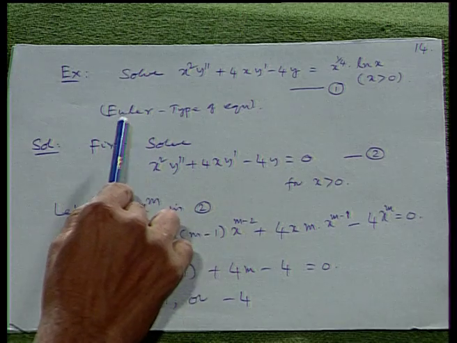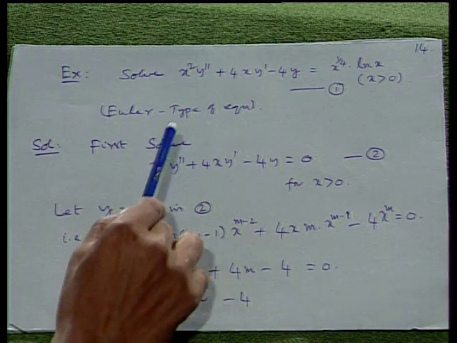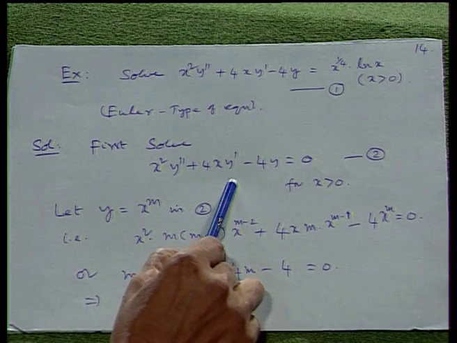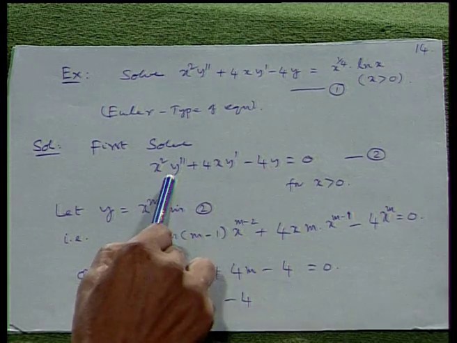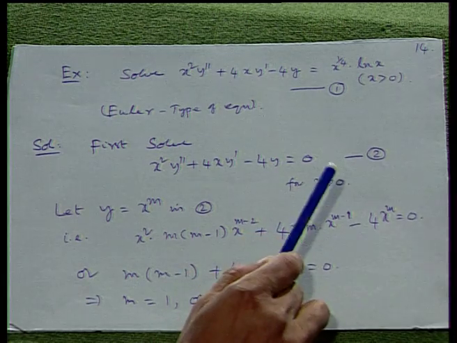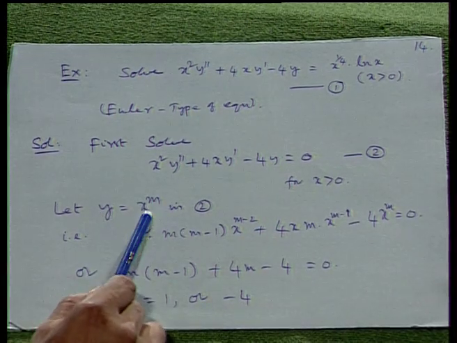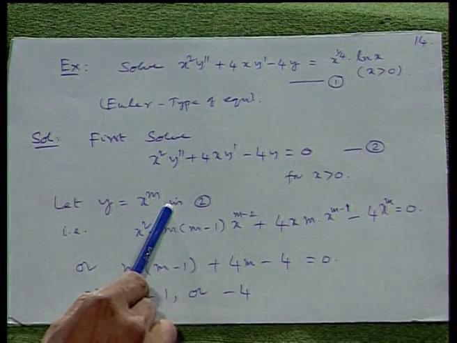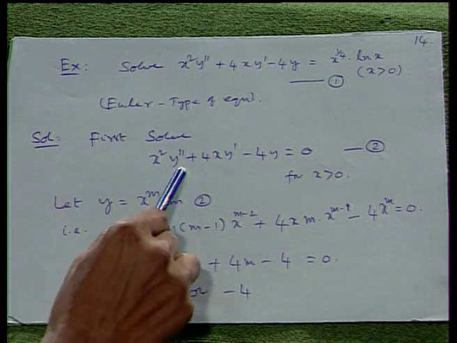As per the variation of parameters method, first of all we have to solve the homogeneous equation, that is x square y double dash plus 4 x y dash minus 4 y is equal to 0 for x greater than 0. We assume y to be of the form x power m and substitute this x power m in the equation 2.